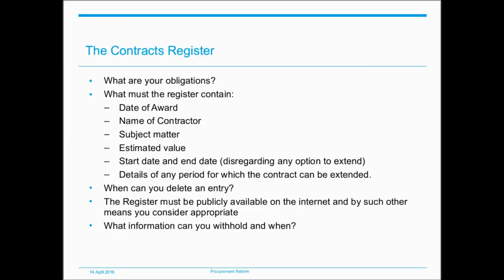The Act also specifies that authorities must make the information contained in the contracts register publicly available on the Internet, and by such other means as it considers appropriate. In terms of withholding information, the Act does provide that specific information can be withheld which the authority considers that making it publicly available would either A, impede law enforcement, or would otherwise be contrary to the public interest, B, would prejudice the commercial interests of any person, or C, would prejudice fair competition between economic operators.